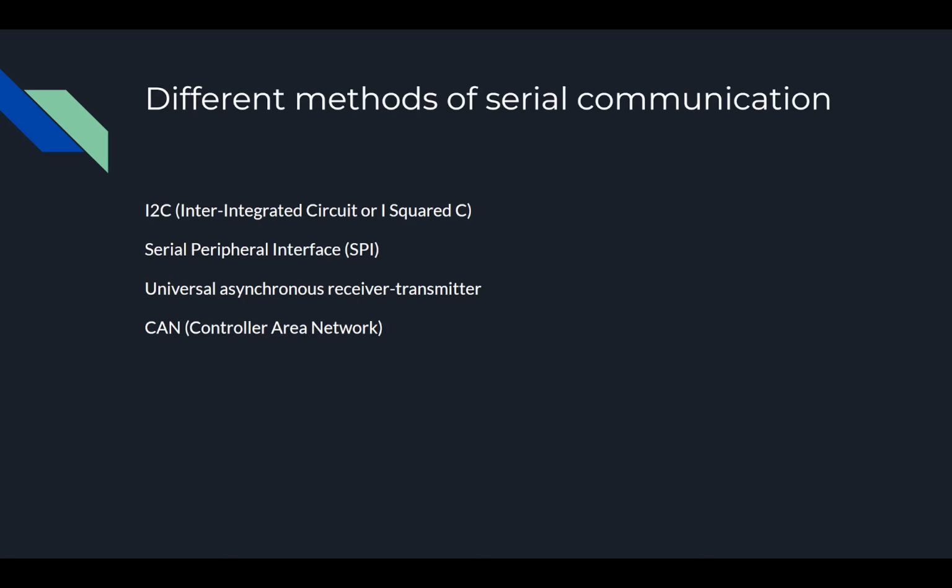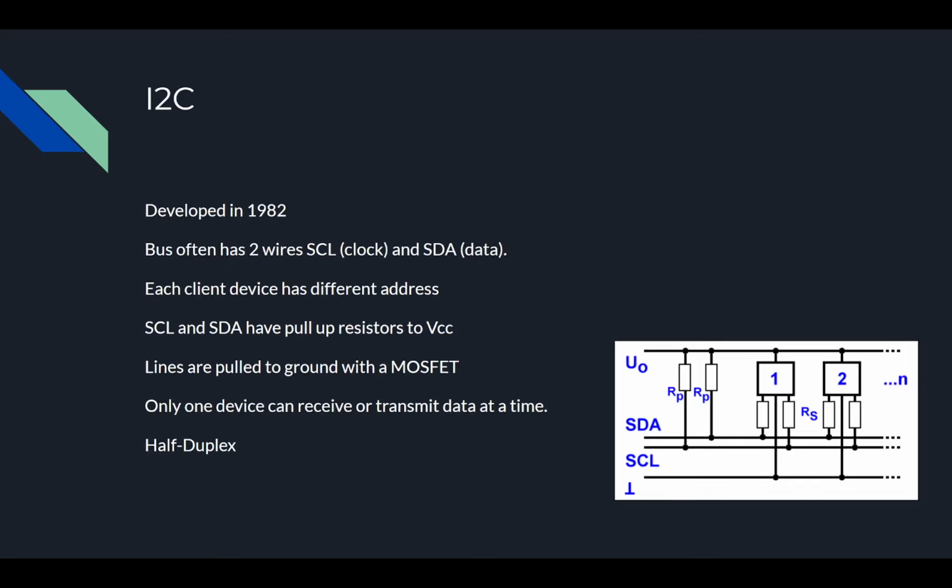In this, I will be talking about I2C, inter-integrated circuit, SPI or serial peripheral interface, universal synchronous asynchronous receiver transmitter or UART, or sometimes called USART depending on where you're reading this, and then CAN or controller area network. First one, I2C.